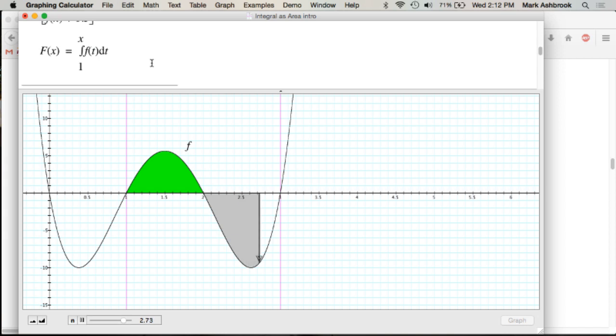Capital F of x is the integral from 1 to x of f of t dt. So maybe let's talk to the person next to you and explain, what is this function? What does it have to do with our conversation? What is it calculating? And then what's the impact of little f being positive here, and then little f being negative here? All right, so talk. What's the meaning of that expression? What does it have to do with what we're talking about? And then what's the impact of little f being positive and then negative? Go.